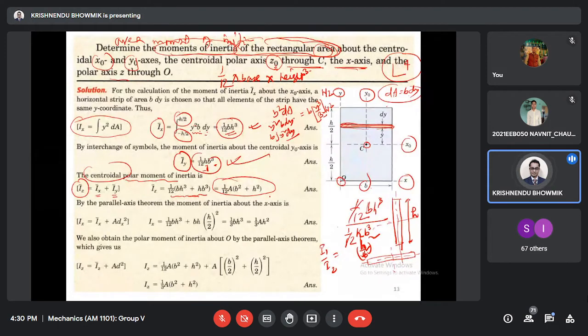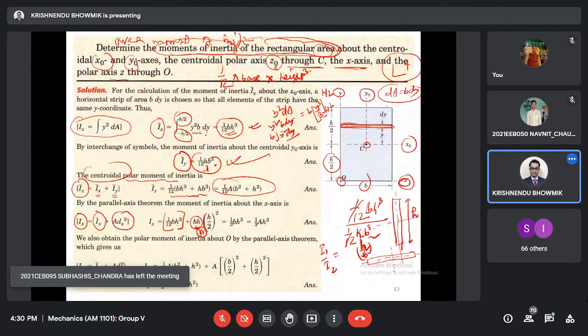Now, using the parallel axis theorem with respect to the x-axis, Ix will be Ix bar plus A multiplied by distance square, dx square, and that dx is h by 2. So that will be 1 by 12 b h cube plus the area A, the total area, b multiplied by h, multiplied by the distance square. Then you will get the value.